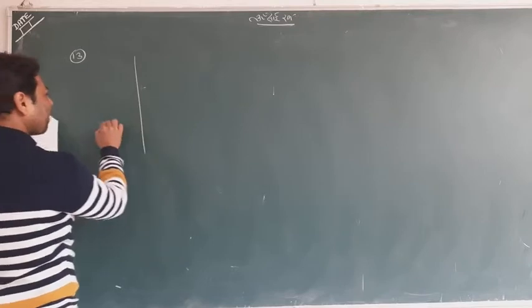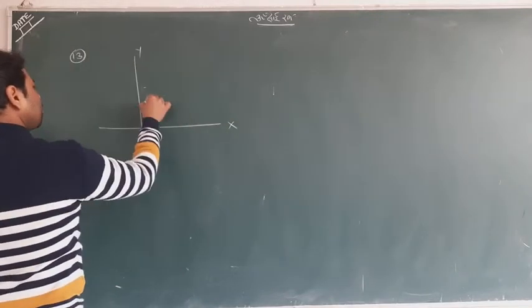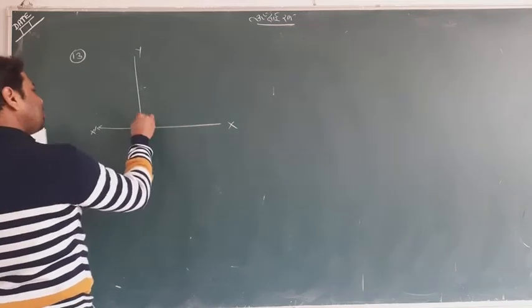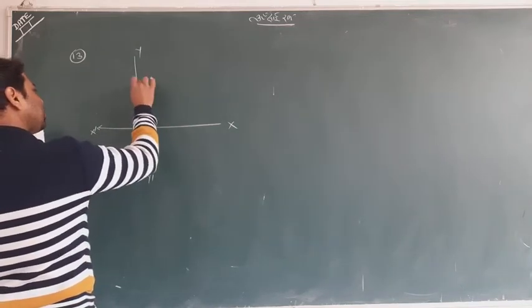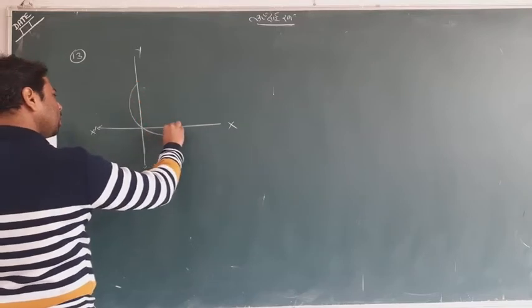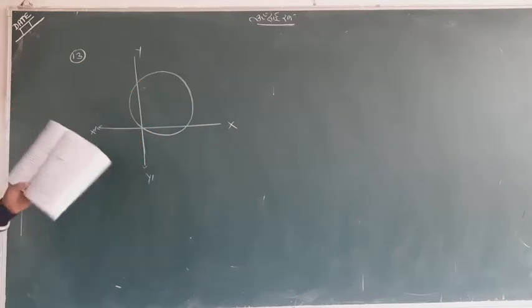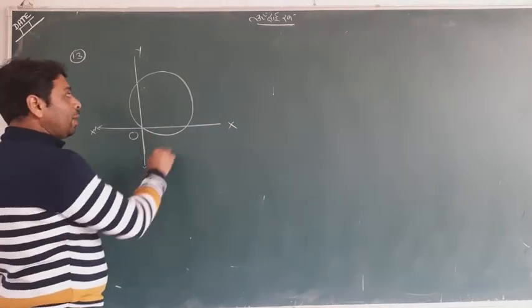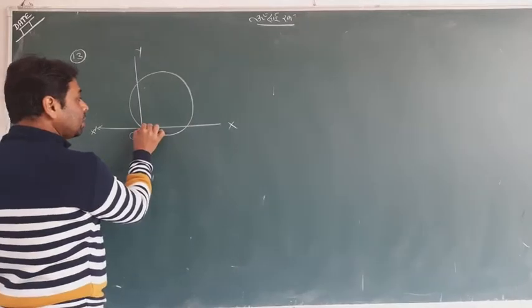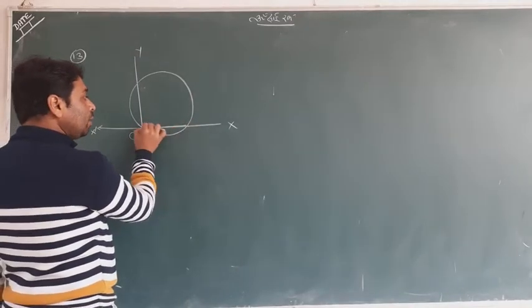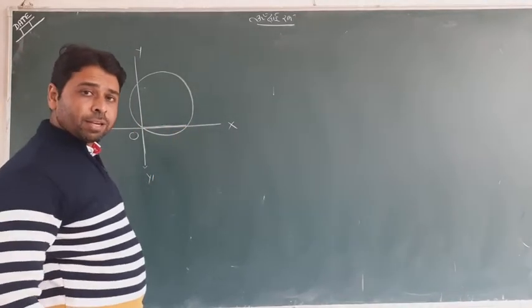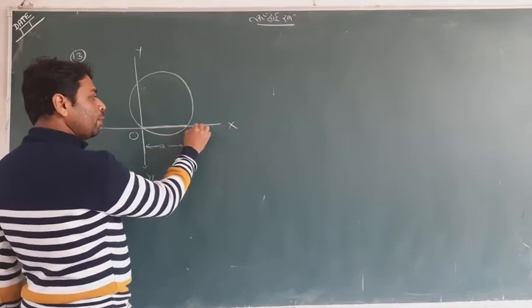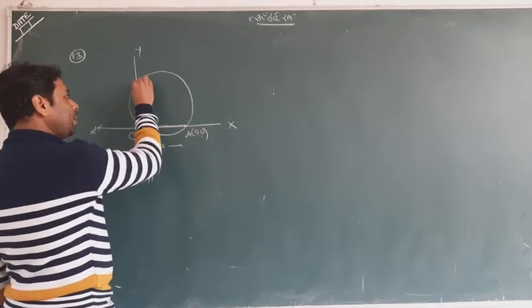Let me make the picture. Find the equation of the circle which passes through the origin and makes intercepts A and B on the axes. So this is the origin through which the circle is passing. This is the intercept cut by the circle on the x-axis, which is A. So this is your A, and definitely this point will be A, 0. And this is B.